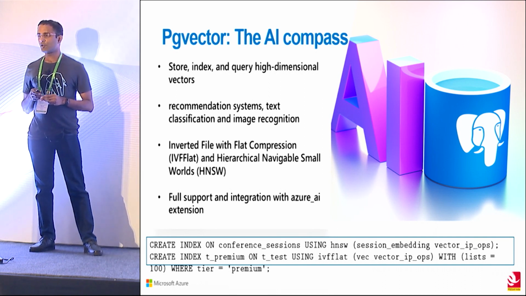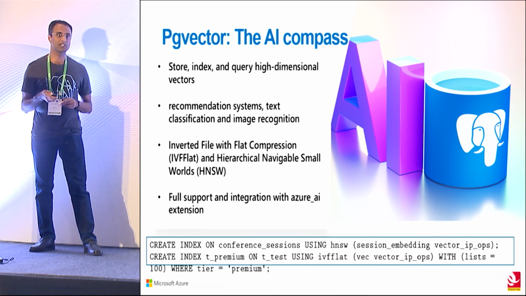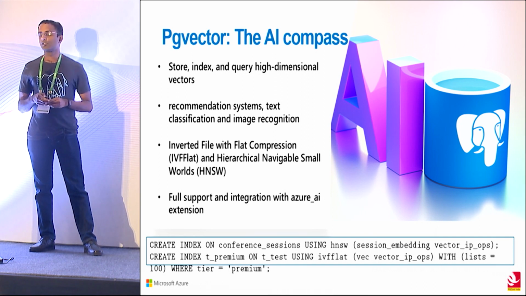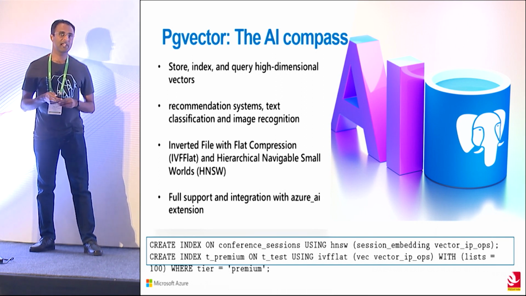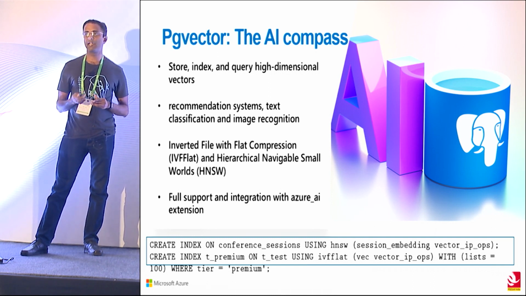Whichever indexing option you go with, when you build with Postgres on Azure, there is full support for pgvector, and we also have the Azure AI extension, which we heard about a lot in the last couple of days. Combined with pgvector and the Azure AI extension, you have a complete seamless end-to-end experience for building AI apps on Azure.